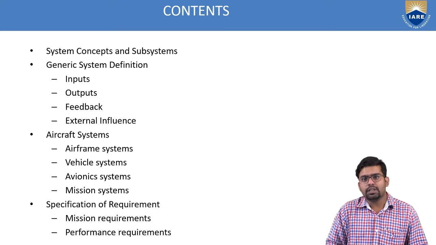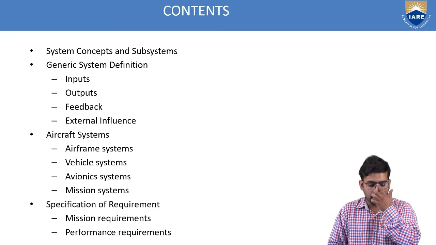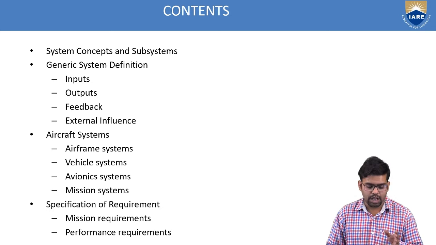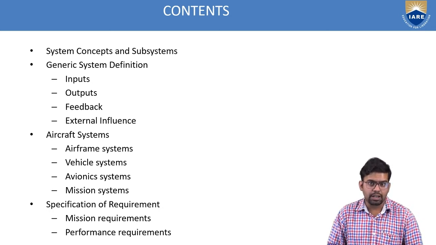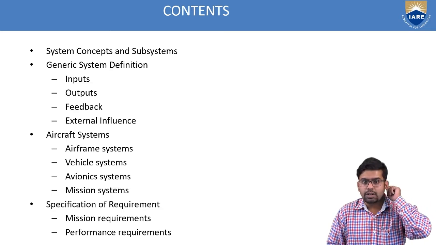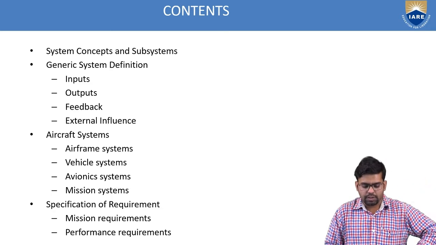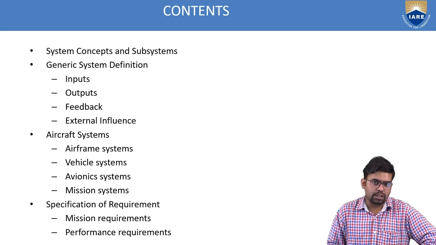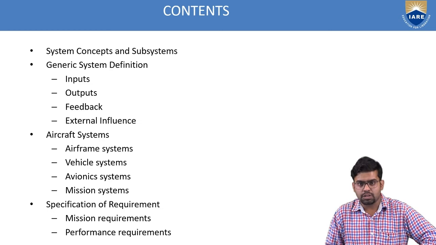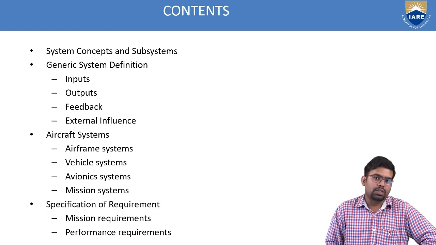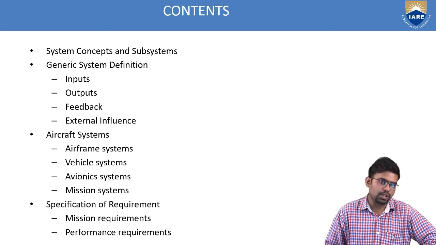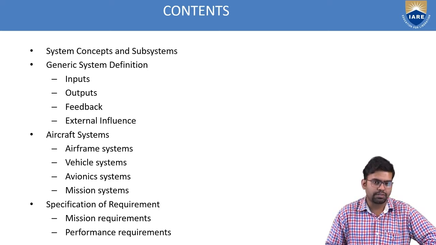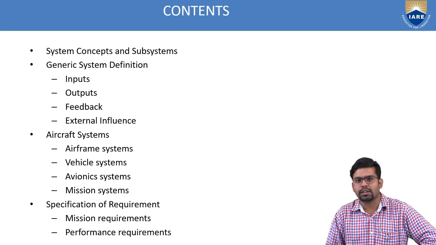Afterwards we'll also be seeing what aircraft systems are, where we have airborne systems such as airframe systems and vehicle systems, which include landing gears or even the airframe, such as the inner cabin. Also the avionics systems. Avionics is nothing but the electronics that we use in aircraft. And the mission systems, which are navigation systems or flight control systems, which, as I said earlier, ensure a safe operation of an aircraft.